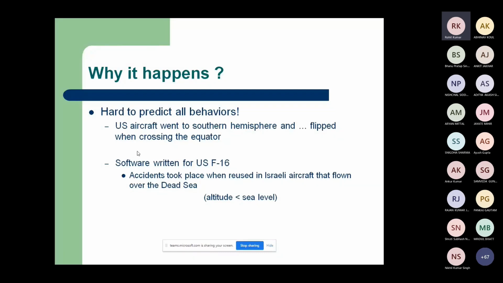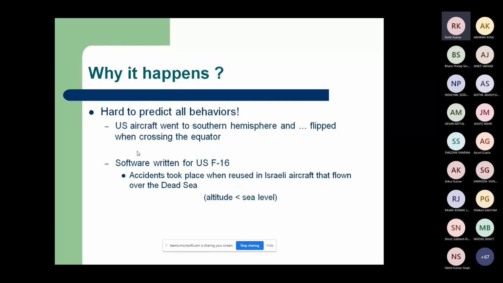Okay, so in the initial days, people say that the software was such that when it crashed, the plane flipped and crashed, and then later on they thought about why the accident took place, and then they modified the software. And there was the software written for the US F-16 fighter plane. Because it is generally supposed that the altitude for any fighter plane is going to be higher than sea level. But in the case of the Dead Sea, the altitude is less than sea level. When it actually flew over the Dead Sea, there was an accident. Okay. So these are things which cannot be predicted beforehand.